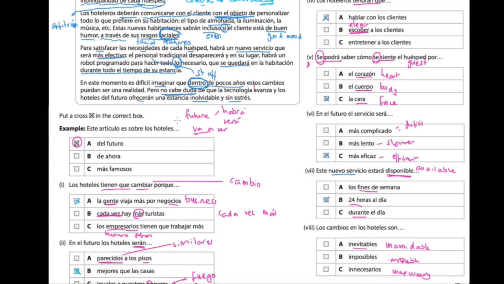So changes in hotels are what? So they're going to be inevitable because technology is advancing. So with the advance of technology, it becomes inevitable, okay? So, a pretty complicated question, especially because of how Spanish intense it is, and it's the last one in the paper, so you arrive there probably tired, you probably have had enough by the time you get here, and then you're hit with this.